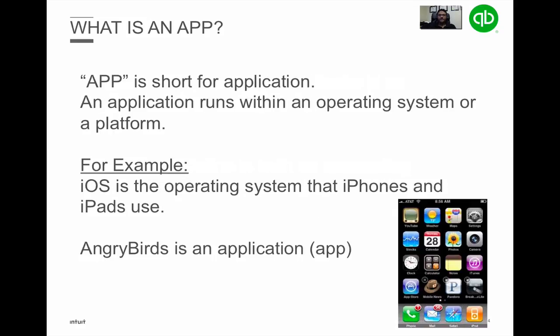So what's an app? App is actually short for application. An application is software designed to perform a specific function, but an application is always meant to be run inside of an operating system, or a term that's used more often today, inside of a platform. The classic example would be Microsoft Word. That would be an application, but Microsoft Windows, where the application runs, would be the operating system.